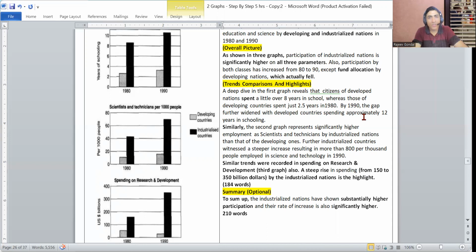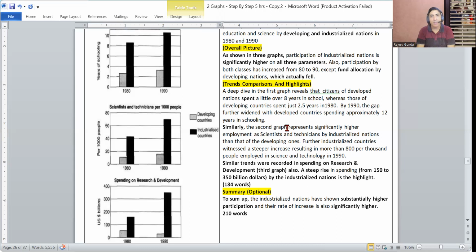The third thing that you are supposed to do after writing introduction and overall picture is to write the body. Now, when you write the body, you are supposed to make a comparison. You are supposed to talk about trend, comparison, and highlight. The confusion which participants face is how to write about so much information, where to start, how to go about it. Now, organizing information and content is so very important.